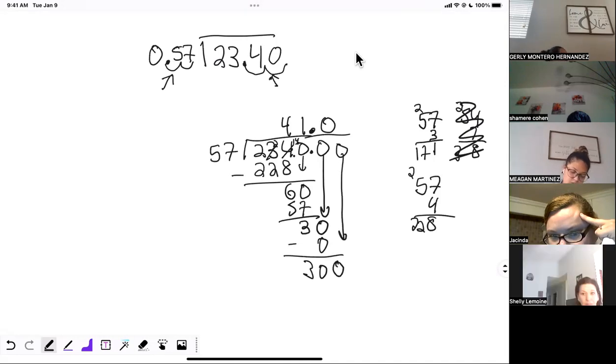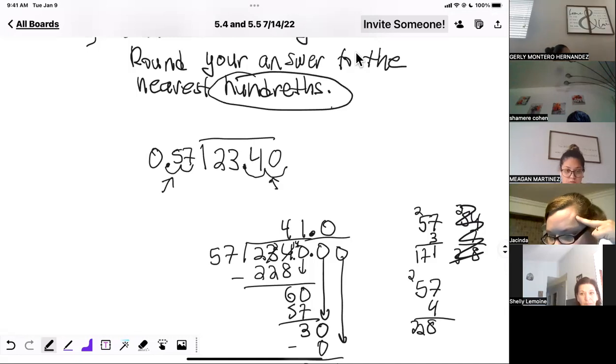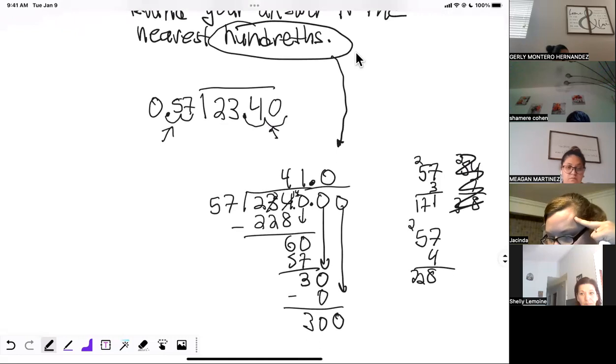Now keep in mind, we're rounding to the hundredths, because you can keep going forever, but you still have to round to hundredths. So the hundredths is the next spot. This is my tenths. This is my hundredths. So in order to round, I have to find my thousandths to know if I'm going to round up or round down. So I have to do 2 more parts of this problem before I can know how to round.